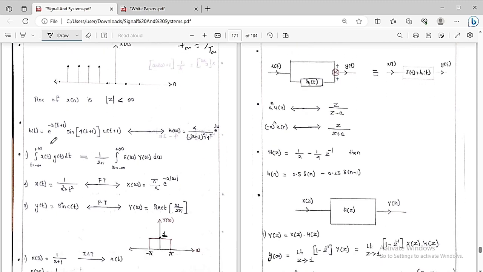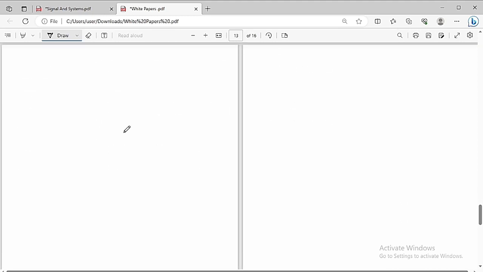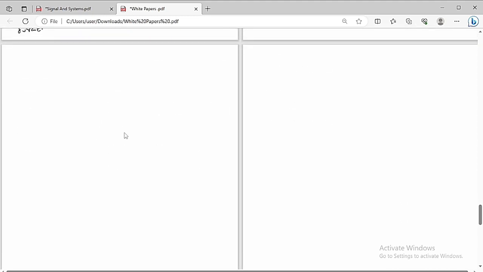Now the next concept is, suppose the signal h of t is equal to e to the power of minus 3 into t plus 1, into sine of 4 into t plus 1, into u of t plus 1. So what is the Fourier transform that we need to figure out? The Fourier transform is h of omega equal to 4 by j omega plus 3 whole square plus 4 square, into e to the power of j omega. So this is the Fourier transform that we are going to get. So how to get this one? Let me try this one. First, what I will do is a simple thing.